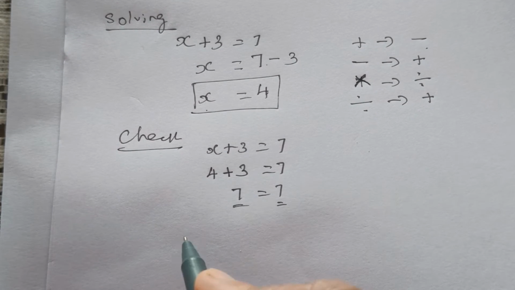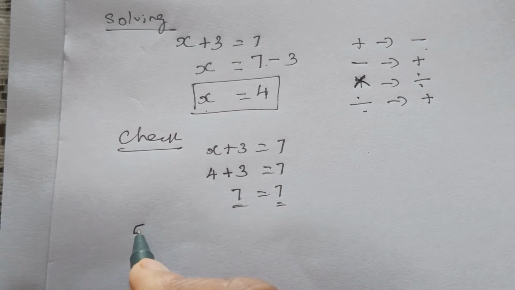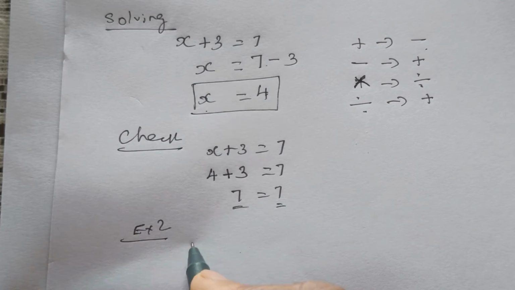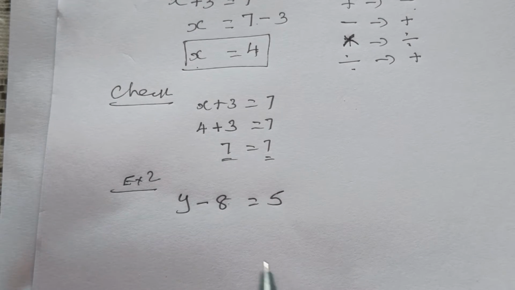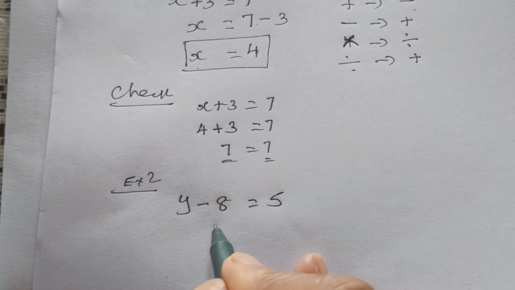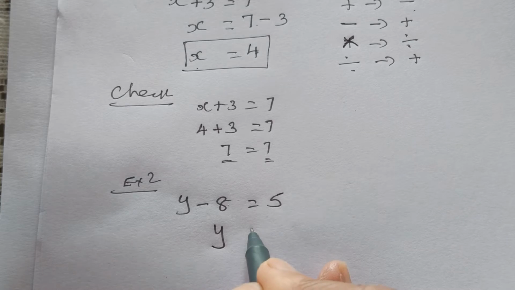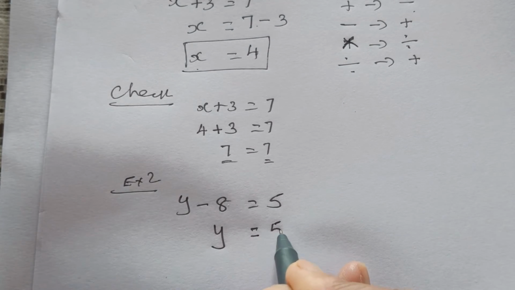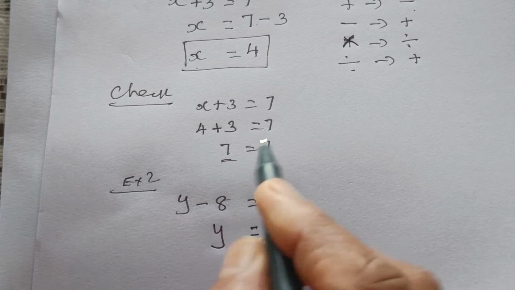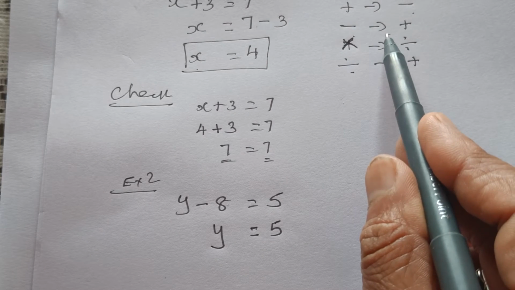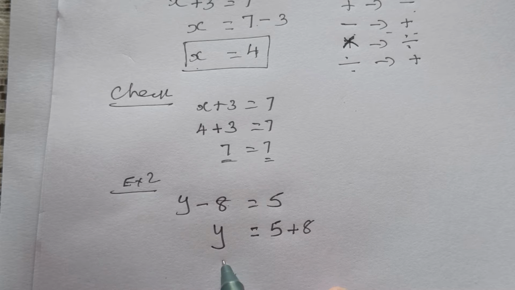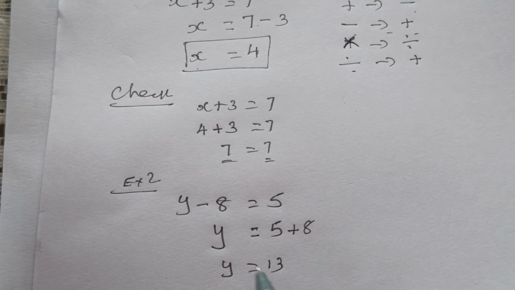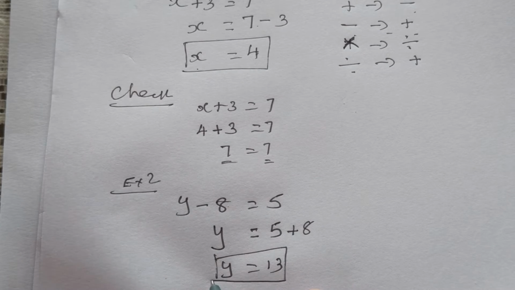So the answer we got is correct. Now we'll see another example. Example 2. y minus 8 is equal to 5. We have to find the value of y. Keep only y on the left hand side, and the right hand side number as it is. Minus 8 becomes plus 8, minus changes to plus. What is 5 plus 8? 13 is the value of y.